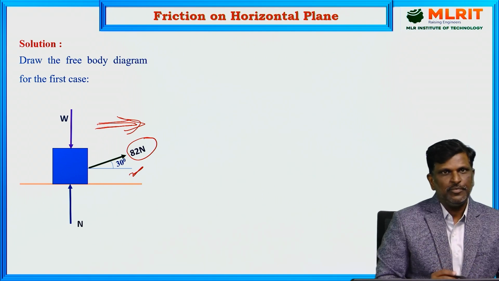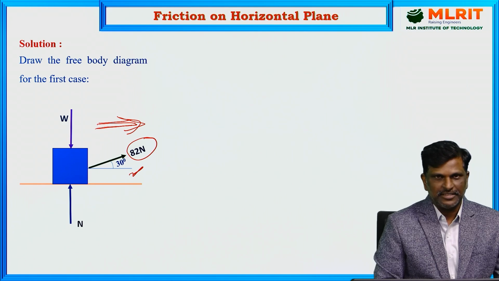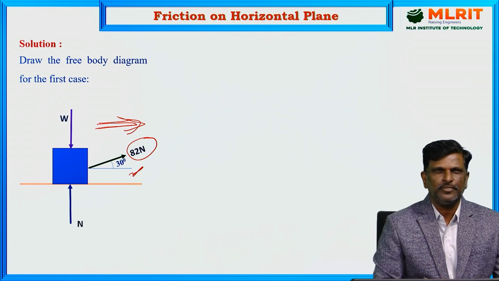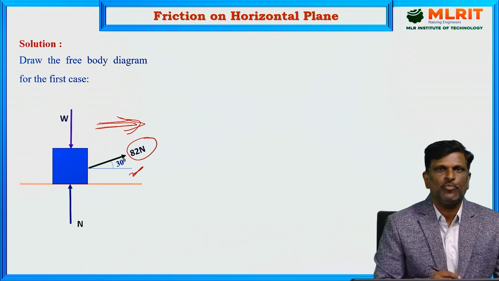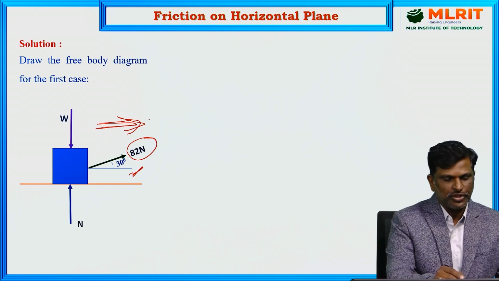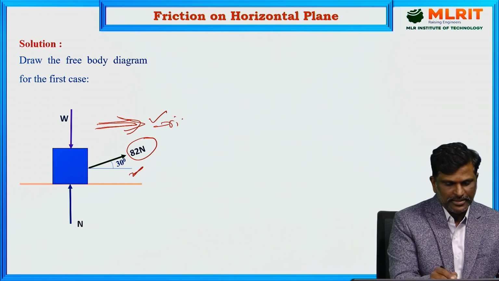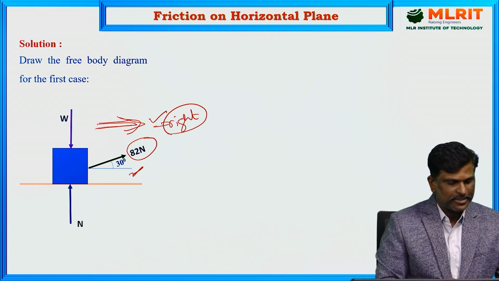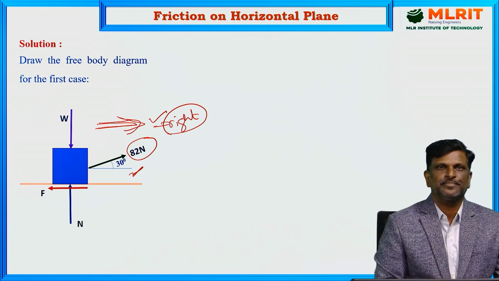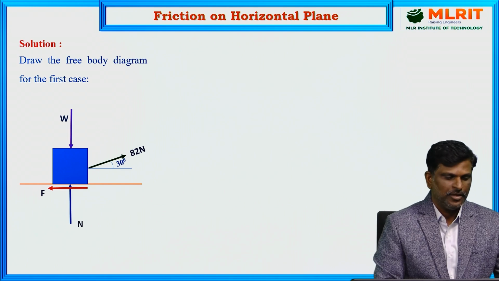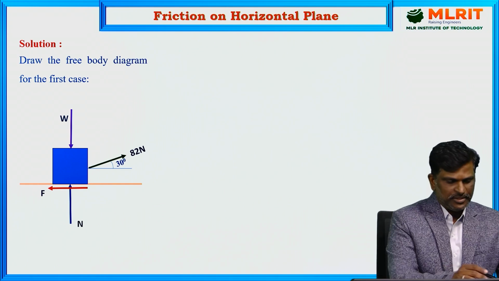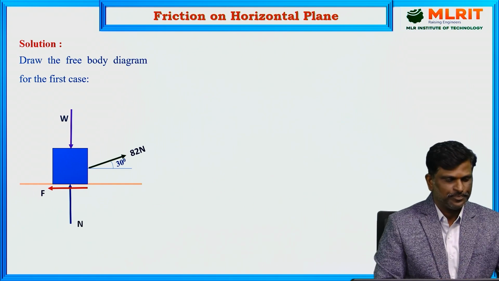The friction will always be at the contact surface, in the opposite direction to the motion of the body. The motion of the body is towards right, therefore the friction at the contact surface will be towards left. Now, by using this free body diagram, let us solve for the unknown values.